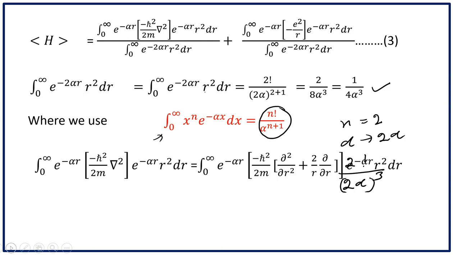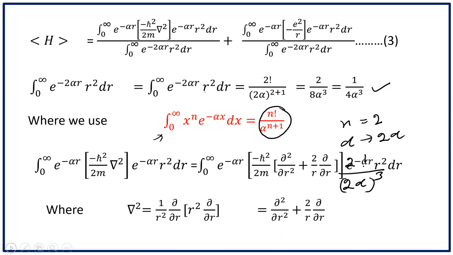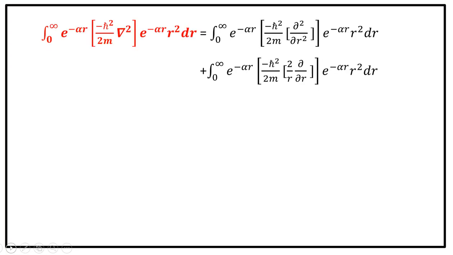Now take the numerator. The first term of the numerator is e to the power minus alpha r, minus h cut square by 2m del square, e to the power minus alpha r, r square dr. Then put the value of del square. Del square is equal to del 2 upon del r2 plus 2 by r del by del r. So both terms are separated.